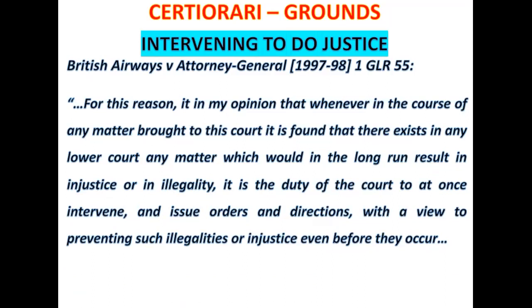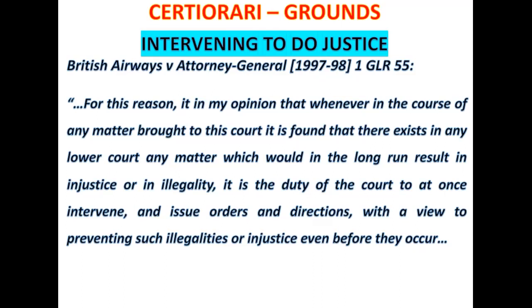So we see that even though we have been given some grounds already, like breach of natural justice, illegality and things, we are told that they are not leaving the doors closed. Whenever the Supreme Court deems it expedient that they must intervene to do justice, they are being told in British Airways and another by Attorney General that the Supreme Court can intervene to do justice in granting these prerogative orders or any such orders that may be necessary in order to prevent such illegalities from going on.